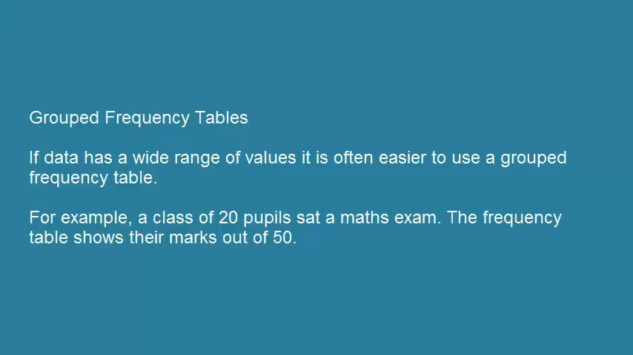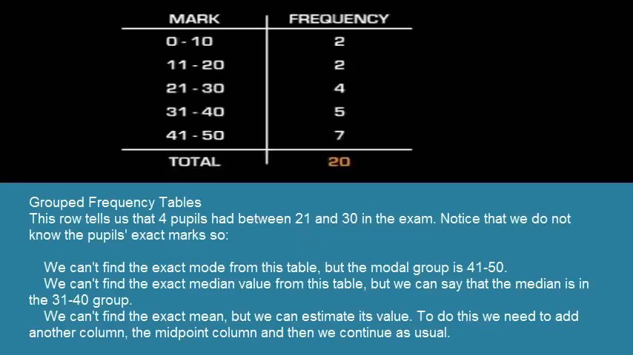If data has a wide range of values, it is often easier to use a grouped frequency table. For example, a class of 20 pupils sat a maths exam. The frequency table shows their marks out of 50. This row tells us that 4 pupils had between 21 and 30 in the exam.